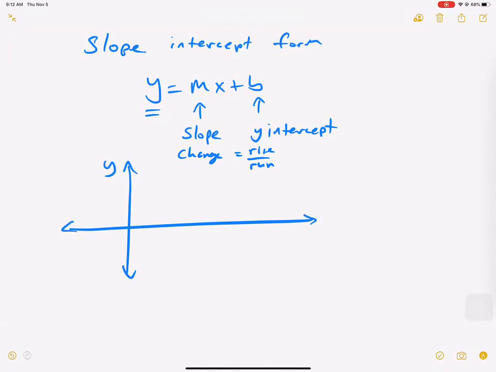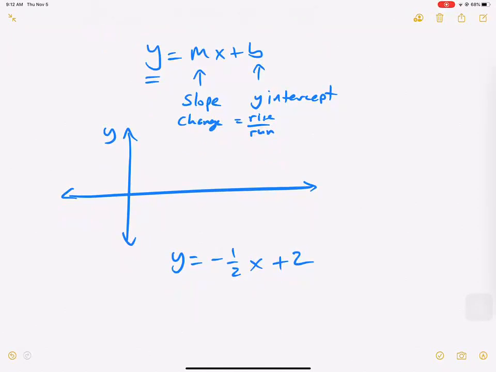So let's go ahead and give us an equation. y is equal to negative 1 over 2x plus 2. Okay, so we want to label what my m is and what my b is. Because in slope-intercept form, as long as your y is by itself, for a line graph, you are automatically in slope-intercept form. So m is equal to negative 1 over 2, or we could say my rise is negative 1 and my run is 2, while my y-intercept is the number 2.